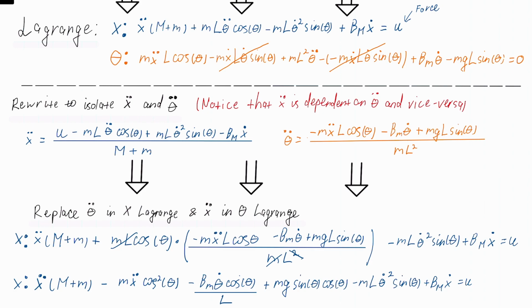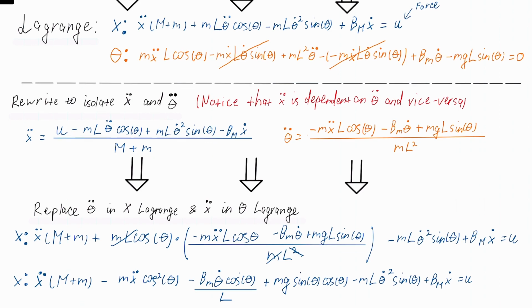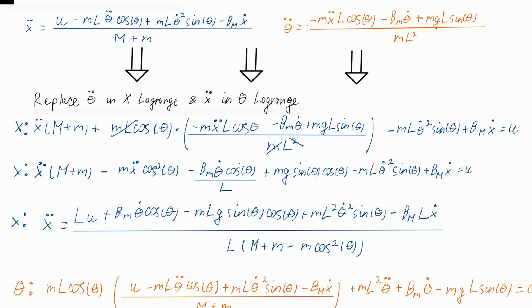If we take a closer look, we can notice that both ẍ and θ̈ are present in both equations. Our final goal is isolating these two terms, and we do not want one of them to be described in terms of the other one. So we first are going to rewrite our equations to isolate ẍ and θ̈. Next, we replace θ̈ in the Lagrange equation relative to x, and we get the following equation.